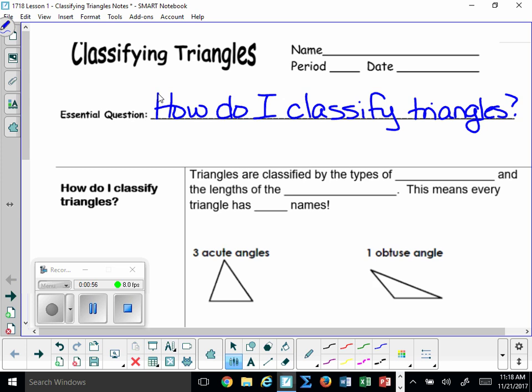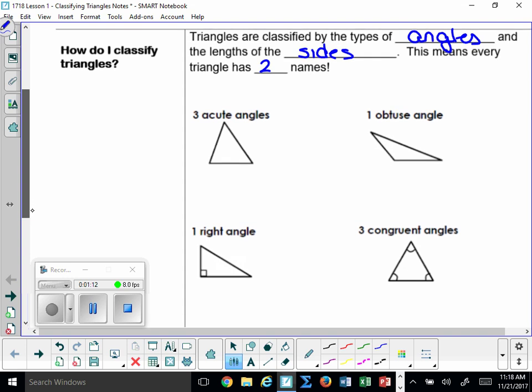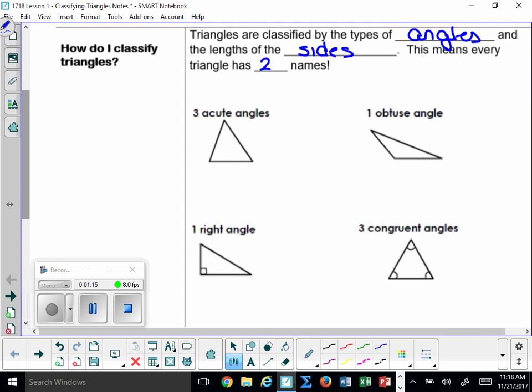All right, so triangles are classified by the types of angles and the lengths of the sides. And this means that every triangle has two names. If all three angles in the triangle are acute, it is an acute triangle. Do not just write the word acute. Okay, it's an acute what? An acute angle, acute triangle, an acute polygon. We have to be more specific than just the word acute.